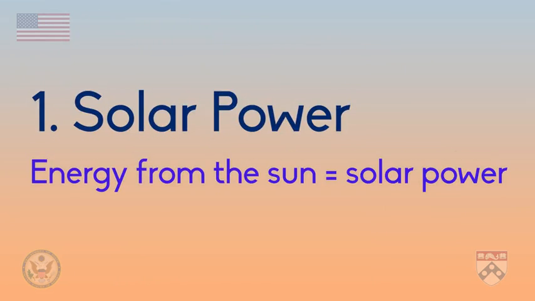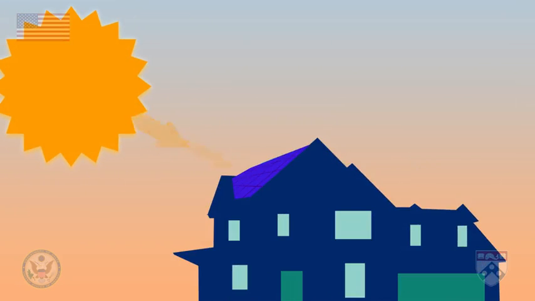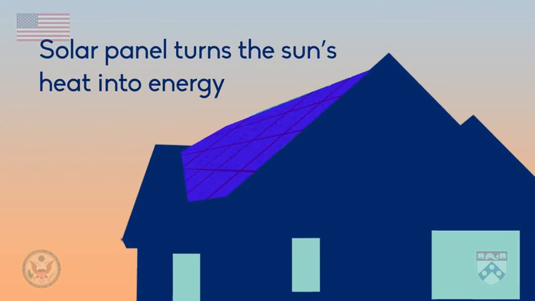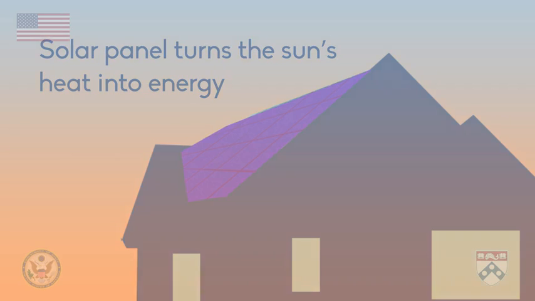Let's begin by looking at how we can get power from the sun. We call this solar power. The sun gives off energy in the form of heat. We can use something called a solar panel to turn that heat into energy. A solar panel is made up of lots of silicon cells joined together. Silicon, which has the chemical symbol Si, is a semiconductor. This means that it sometimes conducts electricity.